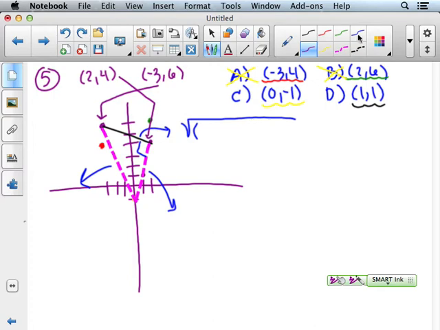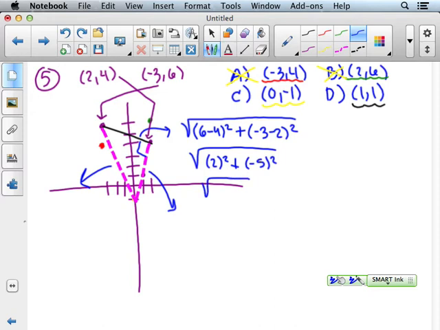So I'm going to say 6 minus 4 squared plus negative 3 minus 2 squared, and that's the square root of 6 minus 4 is 2, and negative 3 minus 2 is negative 5. So that gives us that this is square root of 4 plus 25, which is square root 29. So that's the length of this leg. Now my other leg over here, so there's one.